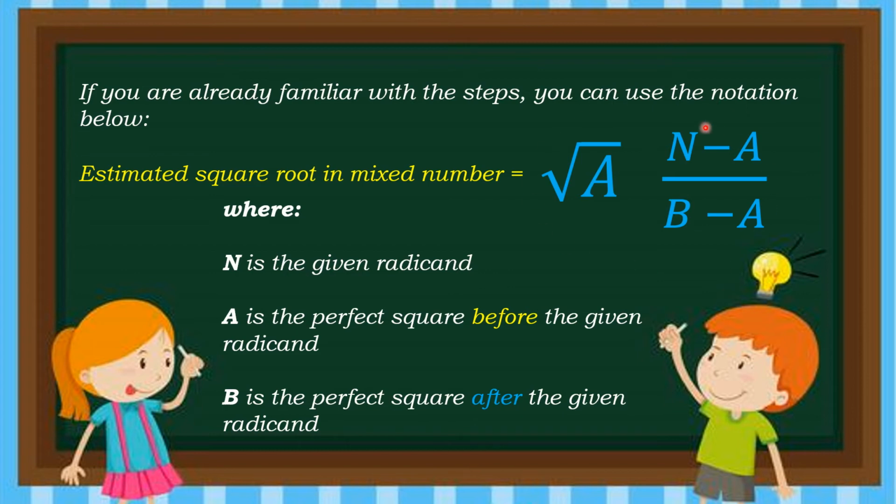So, itong formula na to gagamitin natin sa pagsosolve or pag-estimate ng square root in mixed number. Okay? Tatandaan natin, ang formula lang natin is the square root of A, yun yung ating whole number, at ang fraction part natin would be N minus A all over B minus A. Ang ibig sabihin ng N radicand, ang ibig sabihin ng A ay perfect square before, and B is perfect square after. So, let us try this.